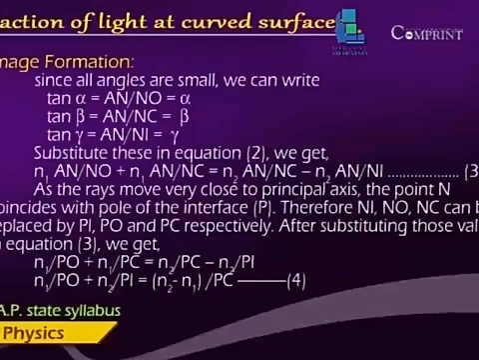NI, equation 3. As the rays move very close to the principal axis, the point N coincides with the pole of the interface P. Therefore, NI, NO, NC can be replaced by PI, PO and PC respectively. After substituting those values in equation 3, we get n1 by PO plus n1 by PC is equal to n2 by PC minus n2 by PI. So n1 by PO plus n2 by PI is equal to (n2 minus n1) by PC, equation 4.